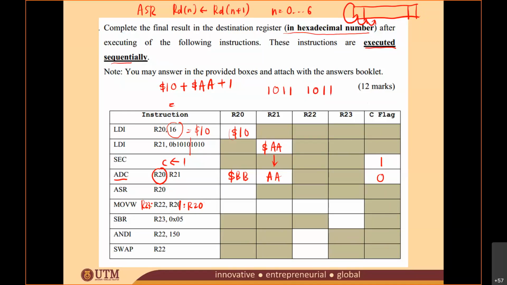Okay, and then what you're going to do? Do the ASR, arithmetic shift right: copy bit 7, and then after that, you shift all of the bits to the right by 1 bit. So this one becomes 1, 0, 1, 1, 1, 0, 1, 1 and then get the hexa numbers. So what is the hexa number? 8 plus 4, 12 plus 1, 13. 13 converts to hexa equal to D (A, B, C, D). Right? So you get DD.